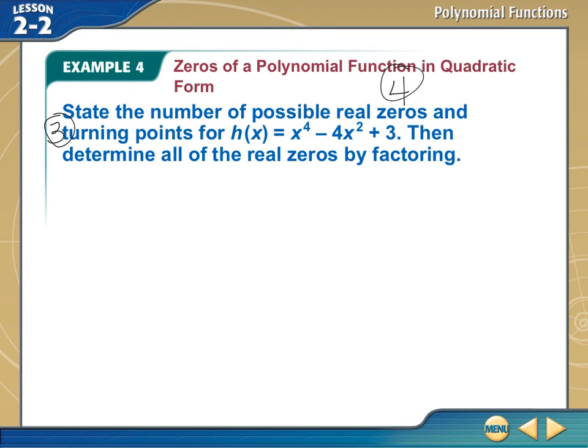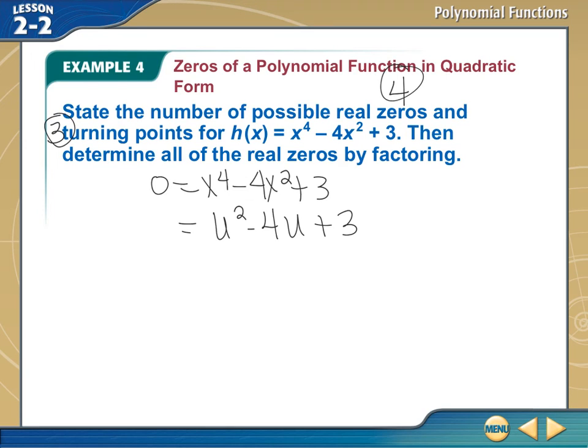So we start off with 0 equal to x to the 4th minus 4x squared plus 3. We're going to write this in quadratic form, and we're going to rewrite it as u squared minus 4u plus 3. Now we're ready to factor, and we're going to put it into factored form. u and u, we need the product to come out to 3. So that's going to be 3 and 1, and we need them both to be negative because negative 3 times negative 1 will give us that positive 3.